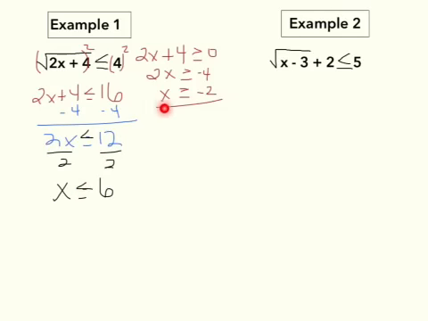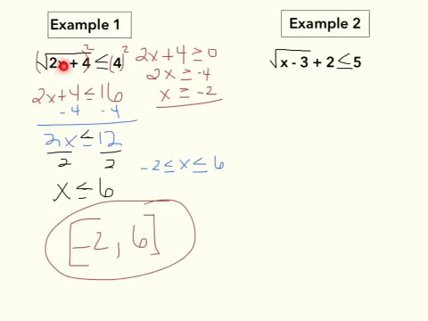So now I've got that x is greater than or equal to -2, but x is also less than or equal to 6. So that means my answer, if I were to put it in inequality notation, would be -2 is less than or equal to x is less than or equal to 6. Since I wanted interval notation, it's just [-2, 6], brackets because they're equal to. So that means my x has to be between -2 and 6, and it can include the -2 and it can include the 6.